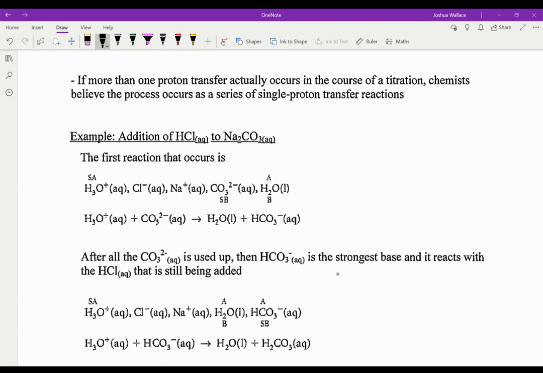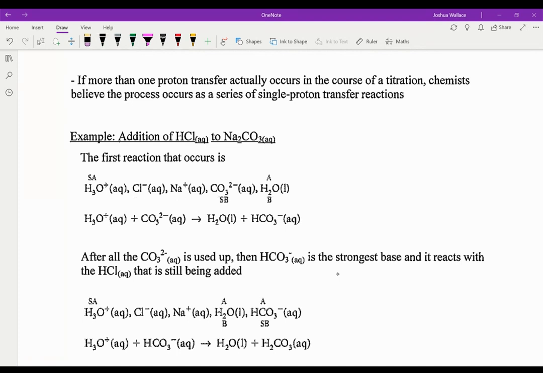So an example we have here is of HCl added to Na2CO3. So the first reaction that occurs is we have our HCl, which we know ionizes in water. So we're going to have our H3O plus, the Cl minus has dissociated. We have Na plus, CO3 2 minus, and H2O.